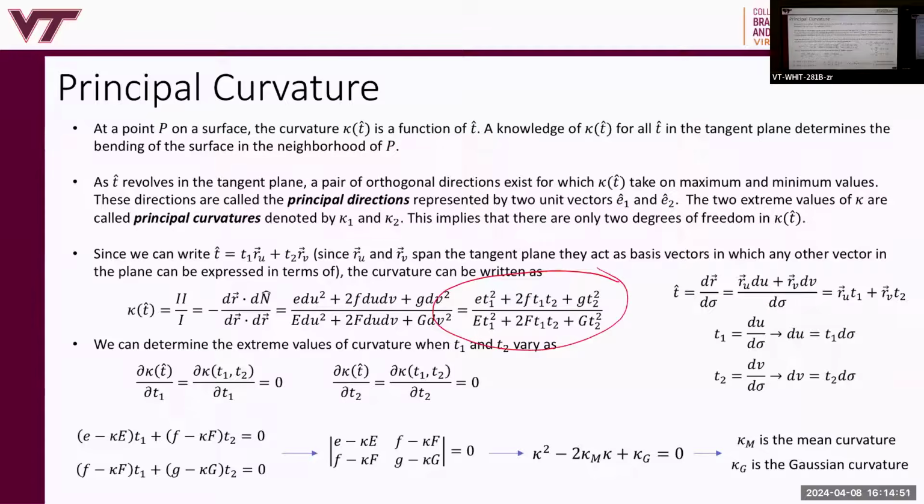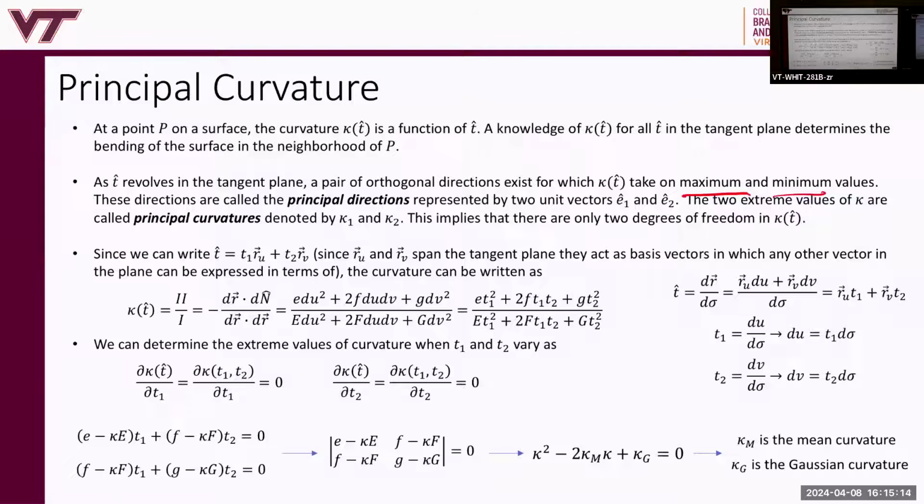So now, this expression tells you the curvature in the direction of t hat, parameterized in this way, for any direction of t hat, in terms of the coefficients of that representation of t hat. All right, now what we can do is we want to find the minimum and maximum extremums of the curvature, right?